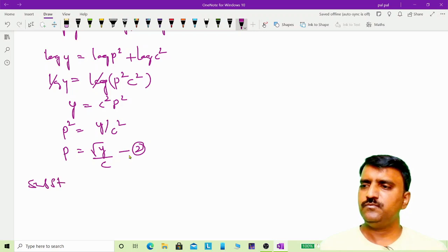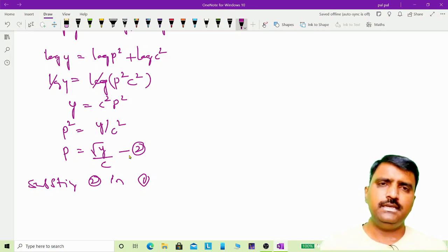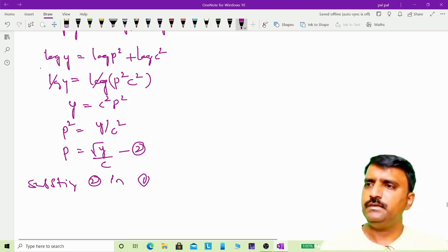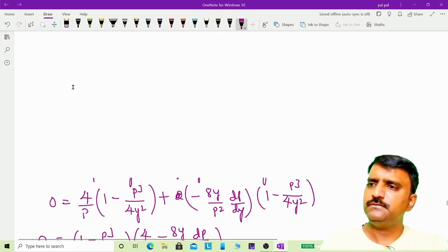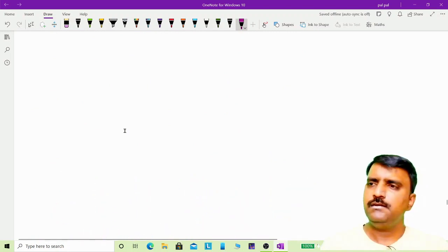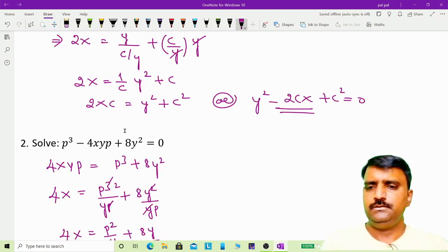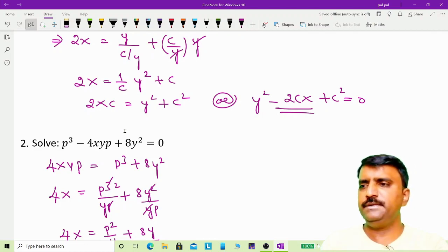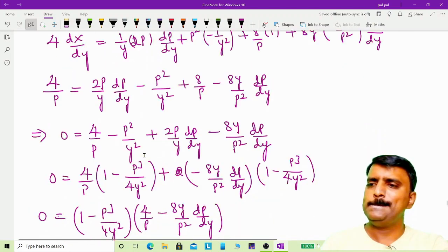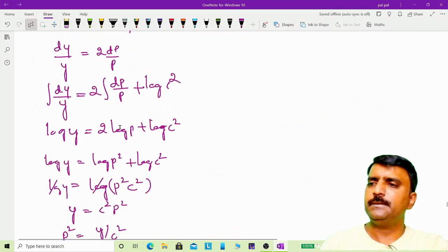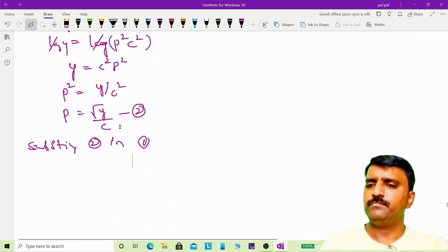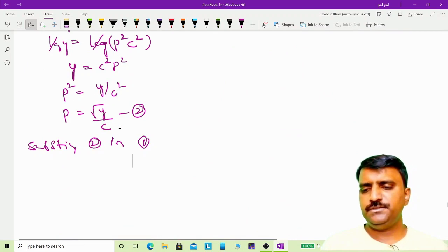Substituting 2 in equation 1. So take the given equation. So that equation 1 is this one. So it is p cube minus 4xyp plus 8y square. So in that equation you substitute this.